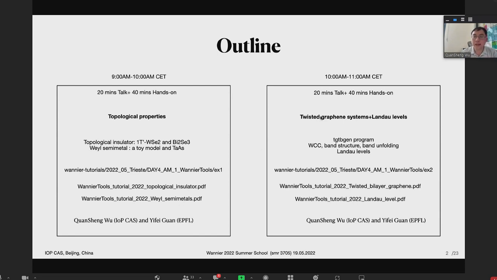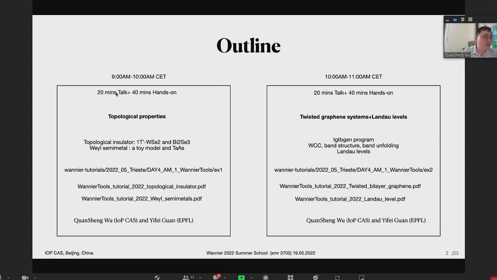For the second one, we want to introduce how to use WannierTools to study twisted graphene systems and Landau levels. We prepared a code called TGTPGN. It's not a serious name. We will show you how to use this code to generate tight-binding models for twisted graphene systems, and also use WannierTools to study those twisted systems, with the work directory and two PDF tutorials.